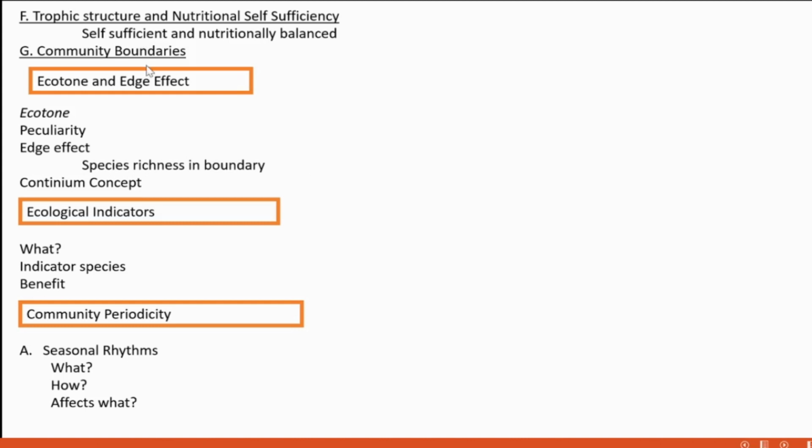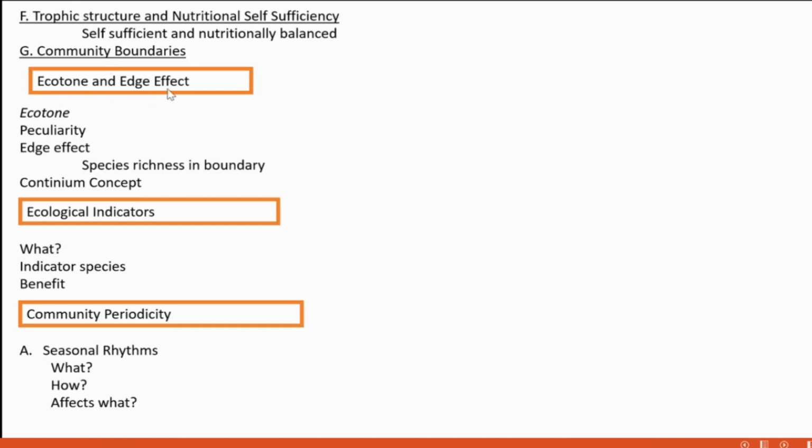Then community boundaries. Usually it is difficult to predict the boundary. Suppose you imagine a grassland bordered by a forest area. We cannot clearly tell where that grassland stops and where that forest starts, because that change is very gradual. So it's very difficult to tell the clear-cut boundary between two communities. But in the case of aquatic and terrestrial communities, there is a demarcated boundary.